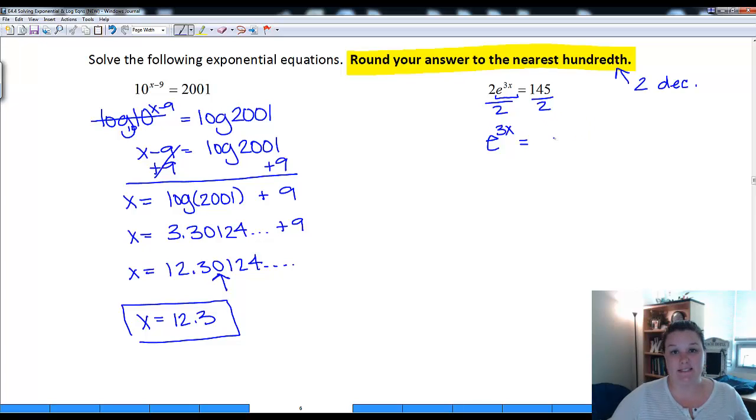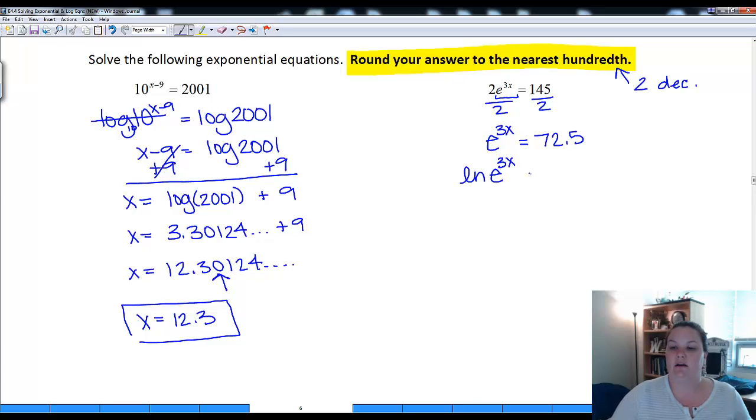I'm going to go ahead and just give a decimal answer since I know I get to round my answer. And this is 72.5. Okay. And now again, I want to use either the common log or the natural log. Since this is exponential base e, I'm going to use the natural log because I know the natural log is log base e, and that way those will cancel out.